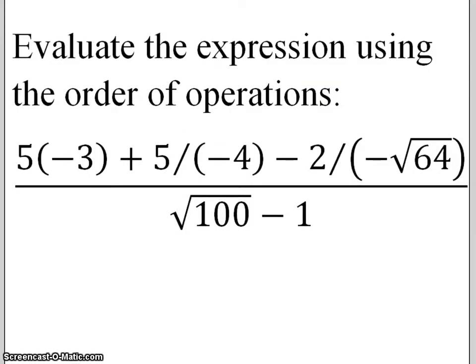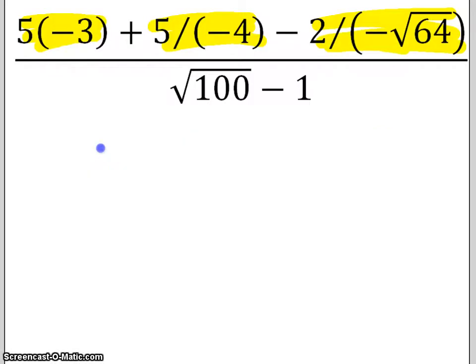Evaluate the expression using the order of operations. This is a bit more complicated here. Now, there's no operations within parentheses, but there is multiplication and division going on here. And in our denominator, we can evaluate the square root of 100 first. So let's work this out here. 5 times negative 3. That's negative 15.